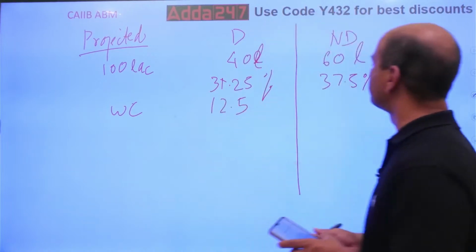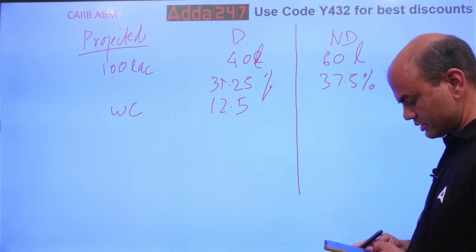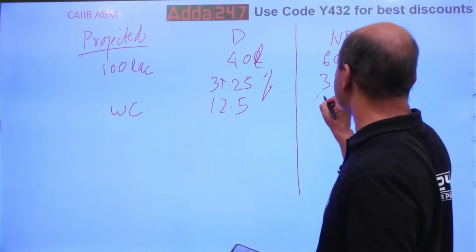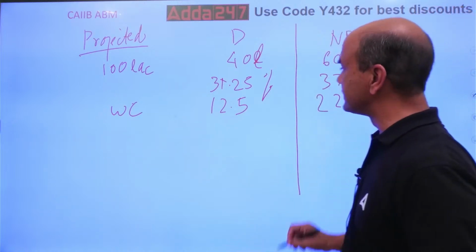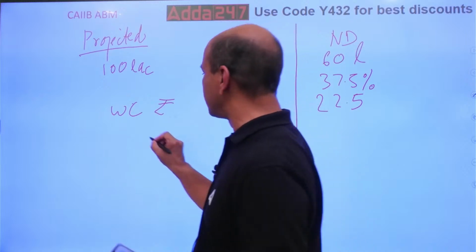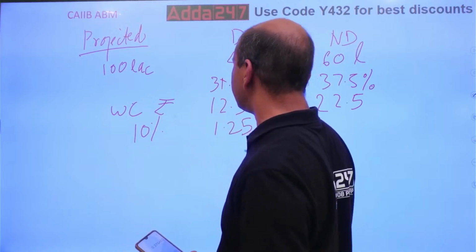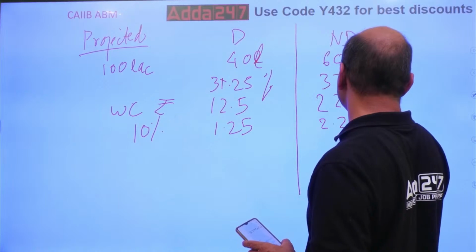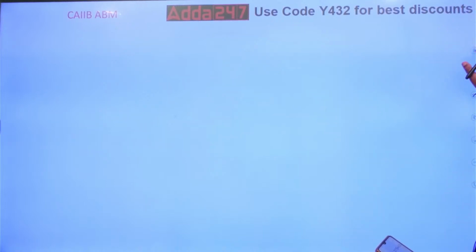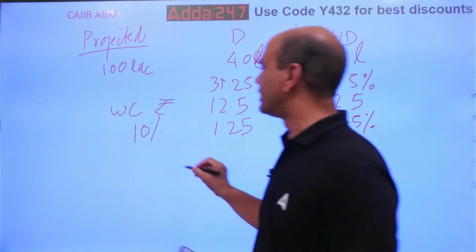And here 37.5% of 60 lakhs. So 22.5. Kindly note, this is in rupees. Now what do you do next? 10% of this, so it is 1.25, and this is 2.25. This is your margin. Look at this, this is your margin.